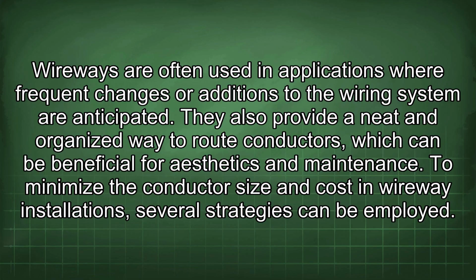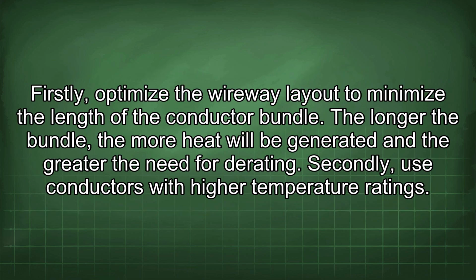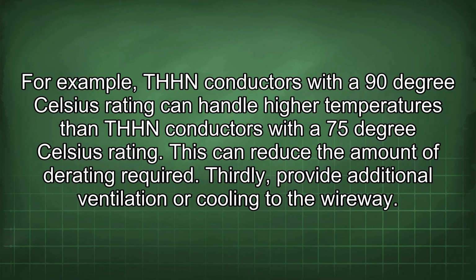To minimize the conductor size and cost in wireway installations, several strategies can be employed. Firstly, optimize the wireway layout to minimize the length of the conductor bundle. The longer the bundle, the more heat will be generated and the greater the need for derating. Secondly, use conductors with higher temperature ratings. For example, THHN conductors with a 90°C rating can handle higher temperatures than THHN conductors with a 75°C rating. This can reduce the amount of derating required.